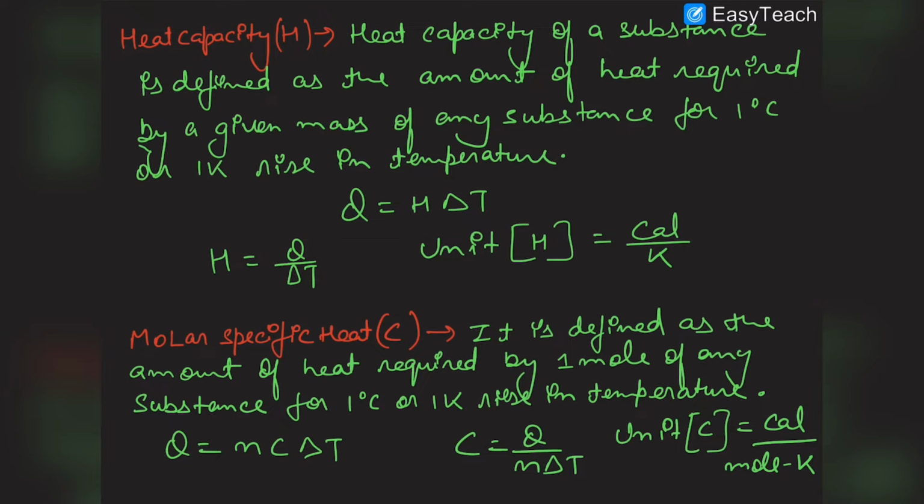So H would be equal to Q by delta T, and the unit of Q would be calorie, and delta T is measured in Kelvin. Now we move on to the molar specific heat.